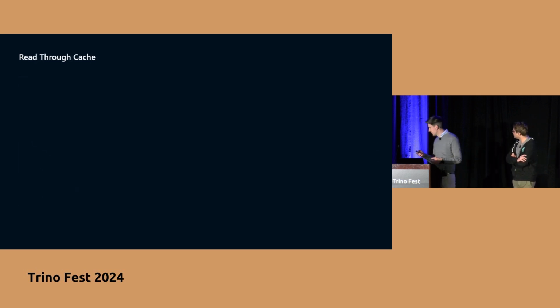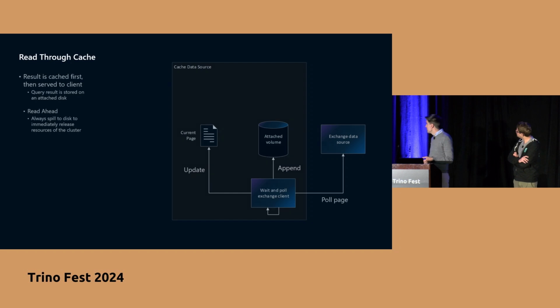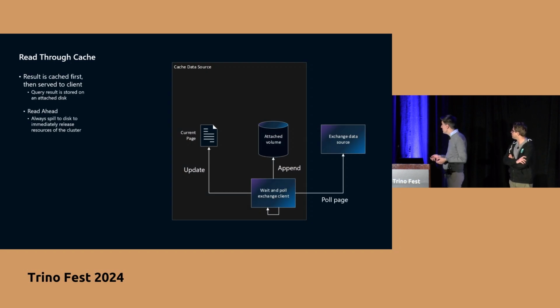All right, so this is actually a read-through cache. What we mean by read-through cache is the data result is cached first and then served out to the client. So as soon as you start executing a query, we poll the Exchange client and write the pages as they come back to the attached volume.